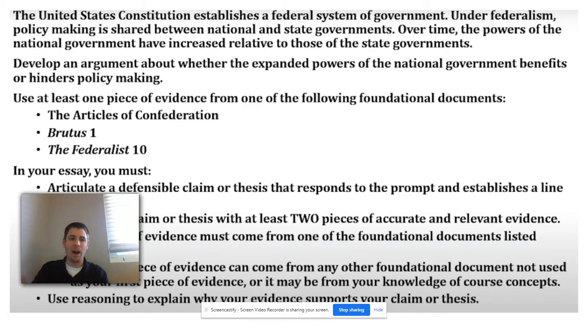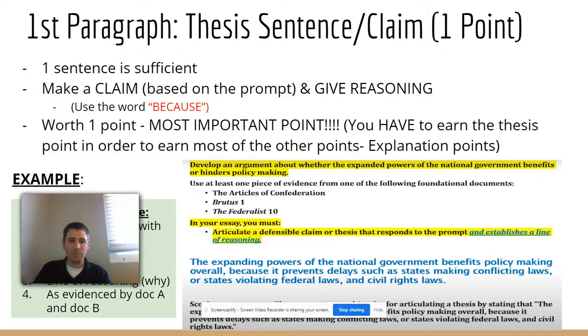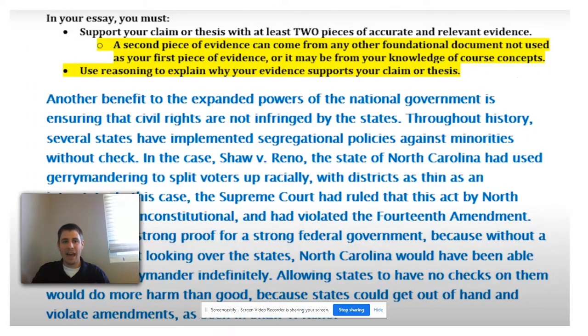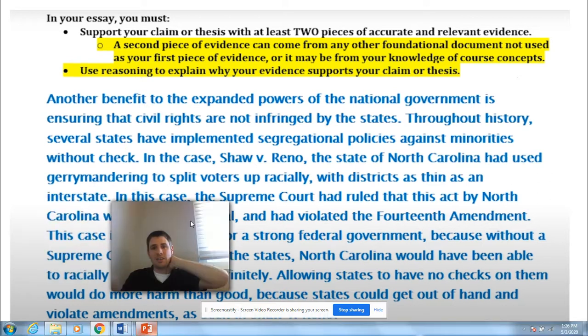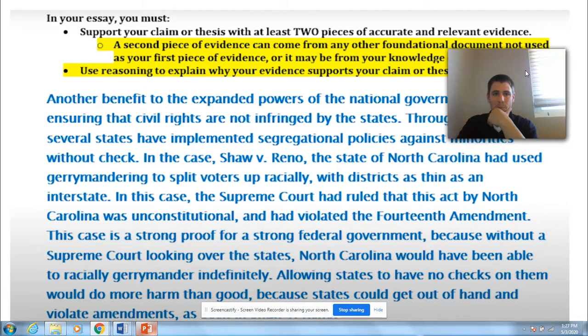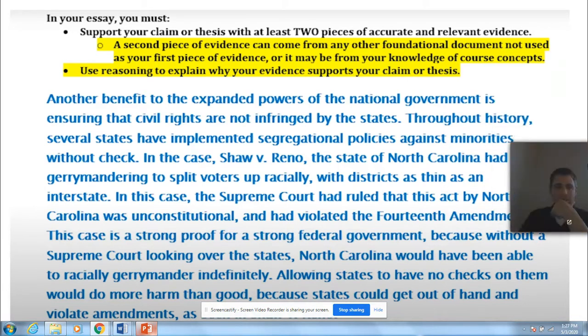You can talk about Federalist 51 first, something like that. So it doesn't need to necessarily be in order, but make sure you have that thesis. So here's your second body paragraph. A second piece of evidence can come from any other foundational document not used as your first piece of evidence, or it may be from your knowledge of course concepts. Use reasoning to explain your evidence supports your thesis. Again, this was from your prompt. So let's just read what this is.